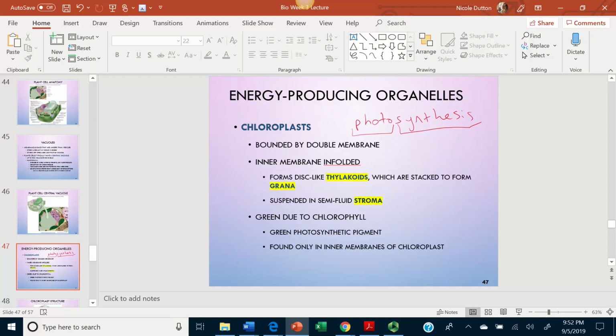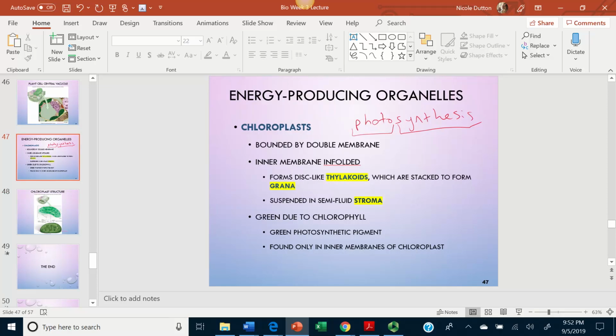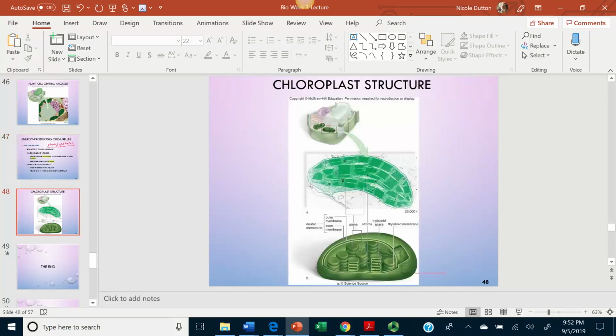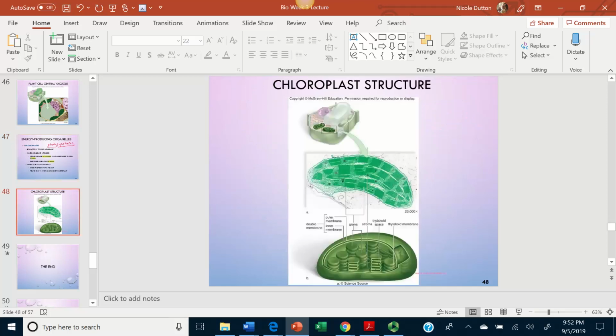So a chloroplast forms discs that are called thylakoid discs. If we look inside here, all of these stacks of pancakes, each one of those is called a thylakoid disc. They're stacked to form grana. So grana are the actual stacks that you see. So one stack of pancakes is called a granum. Each individual component of that stack is called a thylakoid disc. And then they're suspended in a fluid known as stroma. So stroma is the fluid that fills up the inside of a chloroplast. So those are some of the unique structures that you'd find in plant cells.